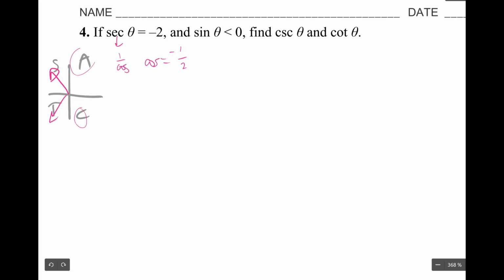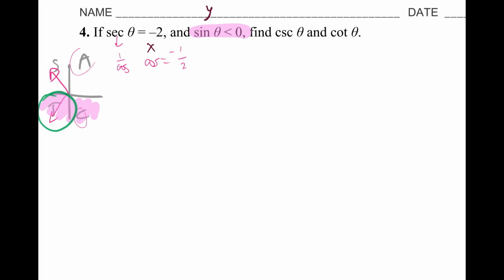The other thing that we know is sine is less than 0. Sine is the y, cosine's your x. So where is y less than 0? Below the x-axis. So you can see we're going to be in this quadrant. The whole reason we figure out where we are is that way we don't have the wrong sign for cosecant or cotangent.